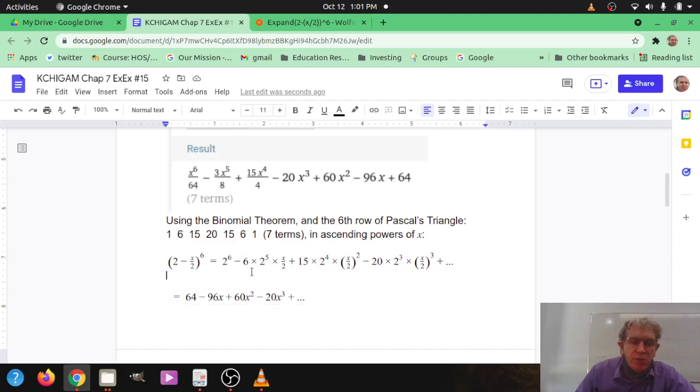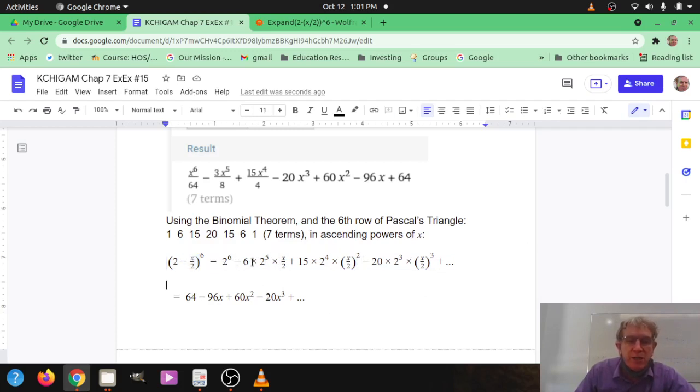Then I'm going to use the binomial theorem. So the first coefficient from the sixth row, by first, I mean the one that comes after the 0th, of the sixth row of Pascal's triangle is a 6. Of course, I have a minus sign here, so I'm going to get positive, negative, positive, negative, positive, negative, positive, negative, positive. But I'm only using the first 4 terms.